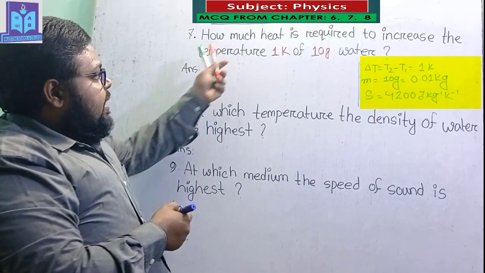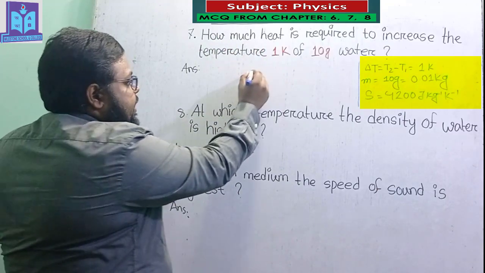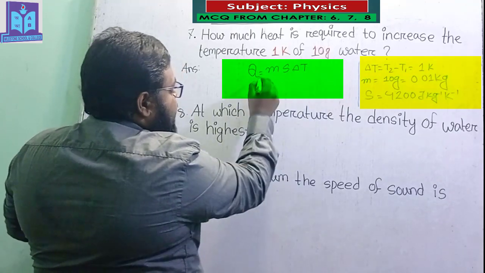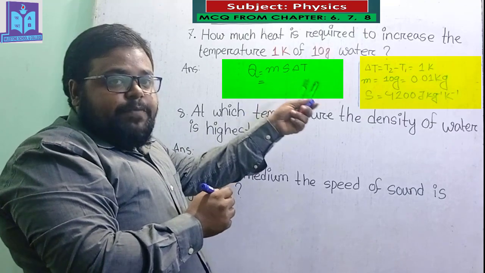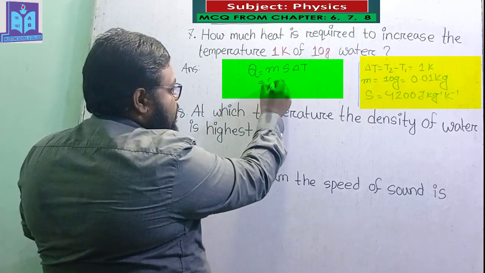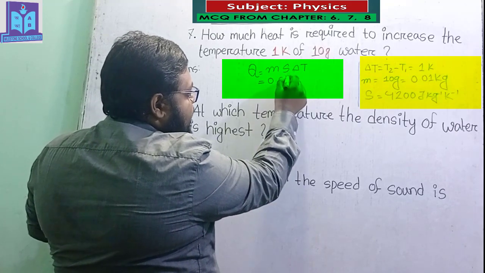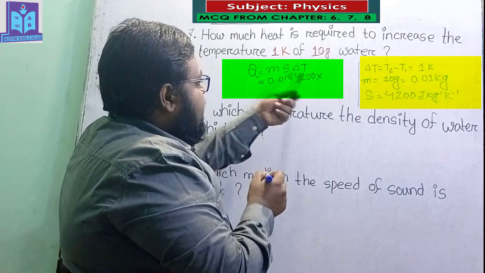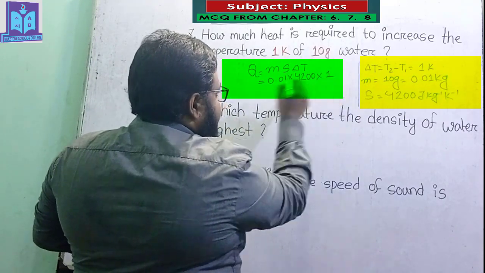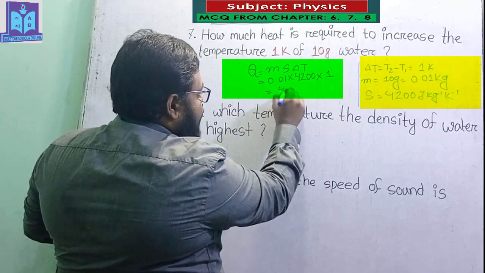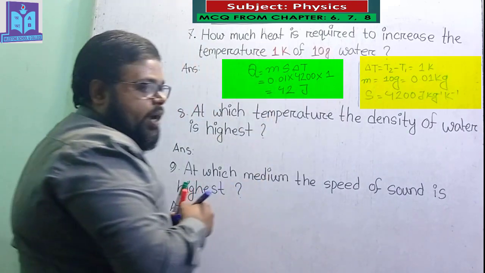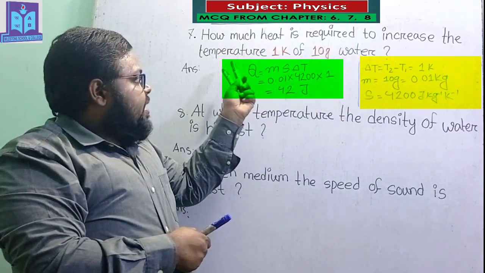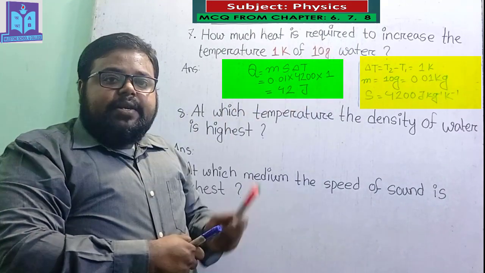And we know that the heat formula is Q equals M S del T. So if I put all of these values in this equation, it will look like this: 0.01 into the specific heat of water, 4200, into the increased temperature, 1. So the answer will be 42 joule. So 42 joule heat is required to increase the temperature of 10 gram water by 1 Kelvin.